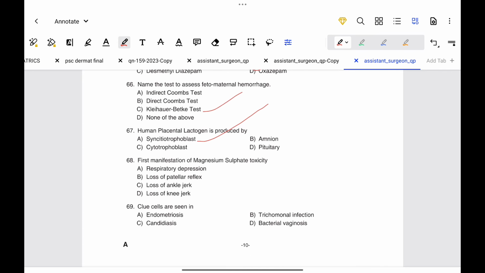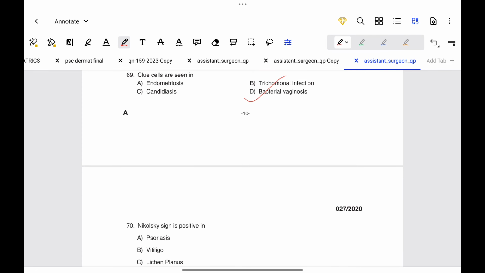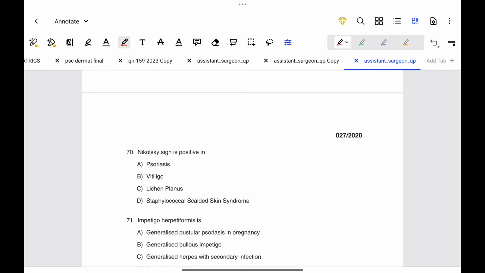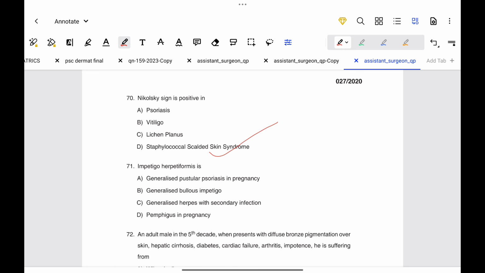Option A. First manifestation of magnesium toxicity is loss of patellar reflex. Clue cells are seen in bacterial vaginosis. Next, Nikolsky sign is positive in staphylococcal scalded skin syndrome. Option D. Impetigo herpetiformis is generalized pustular psoriasis in pregnancy.